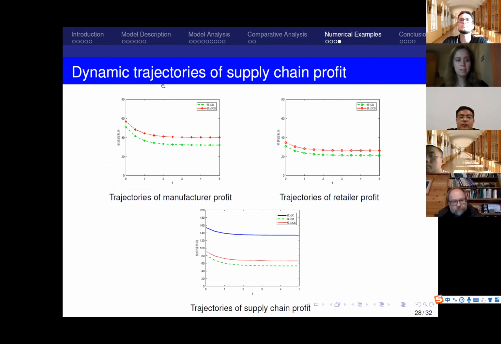And this is the dynamic trajectories of reference emission reduction. This is the dynamic trajectories of supply chain profit. This picture is the manufacturer's profit. The red is the model CS, and this picture is the retailer and this is the supply chain profits. This and this plus this.